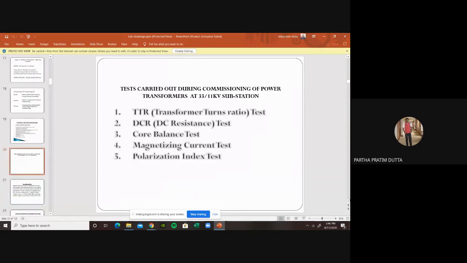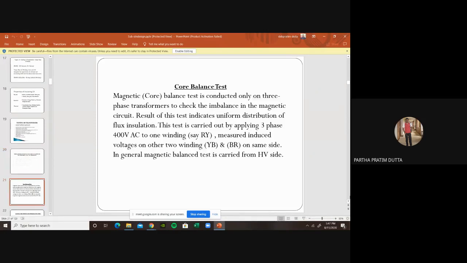Now I just want to tell you what tests we usually carry out during the commissioning of the power transformer. Number one is the TTR, transformer turns ratio test. The transformer turns ratio test depicts many parameters, that is the voltage ratio test. We usually do the vector group test in the same test, and the core balance test is also done. Then the DCR, DC resistance test, the magnetizing current test, and the polarization index test. These are usually done during the commissioning of the transformer.